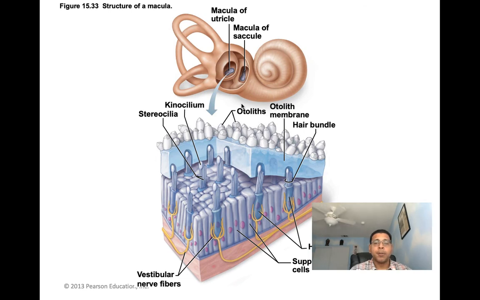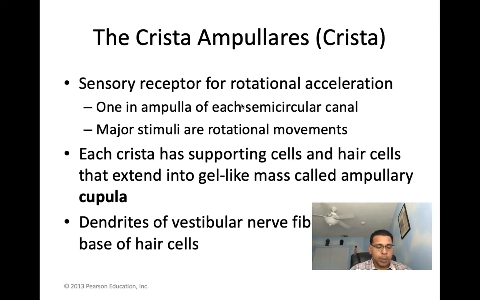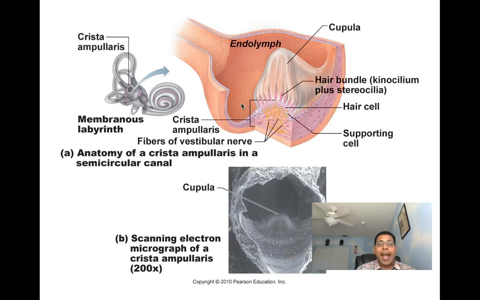All right, next then let's move forward and let's check out our crista ampullaris. Now, our crista ampullaris are going to be our dynamic equilibrium receptors. They are our receptors for rotational acceleration, and they're going to be found in the ampulla of each semicircular canal. Let's look at the anatomy.